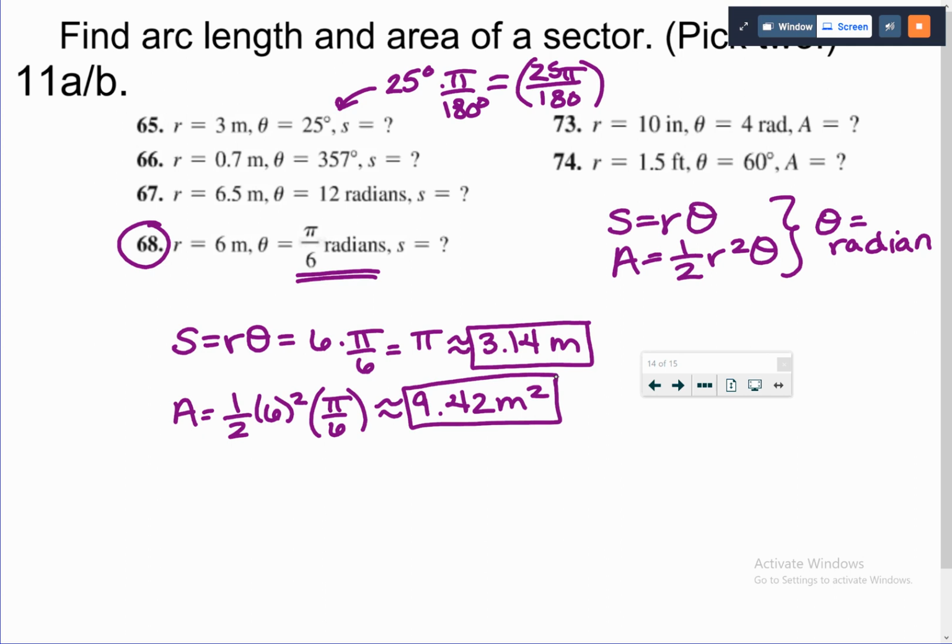I am giving you a point for labeling. So like this problem, I want to see a label. The word problems, I want to see a label. Feet, meters, inches, whatever it is. Label, label, label, whatever it represents.